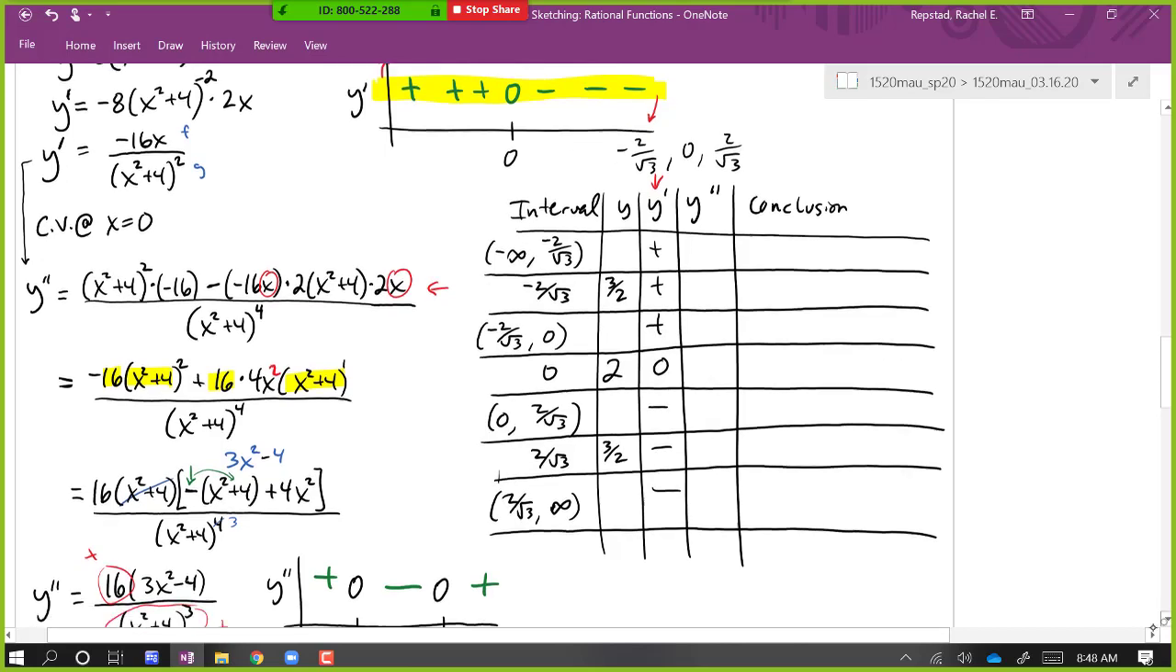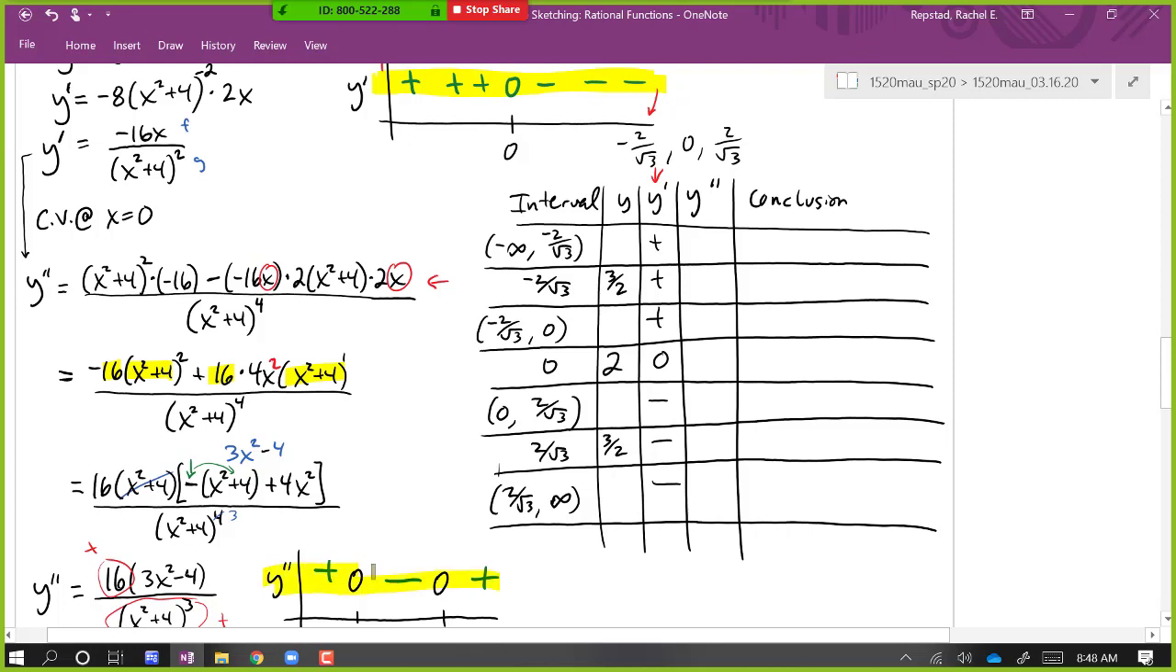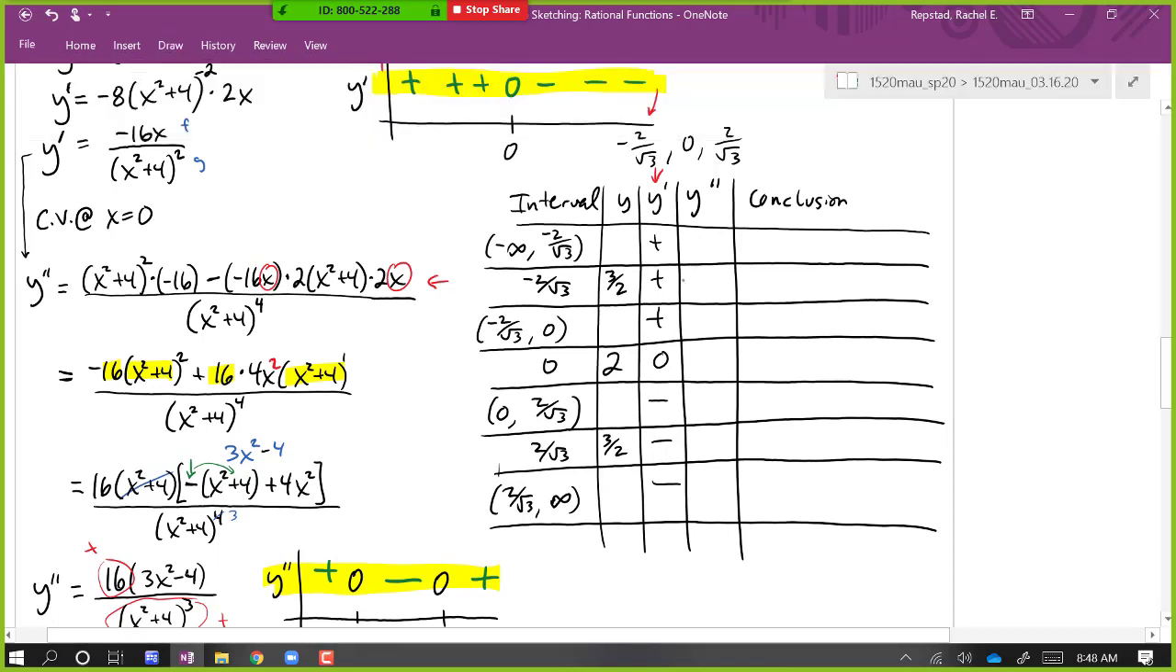Similarly, we have this sign chart for y double prime. So we're going to pick that up and put it right down in the y double prime row. We know that it is 0 at negative 2 over root 3 and positive 2 over root 3. It is negative in between and positive on either side. And then we have some conclusions to draw.